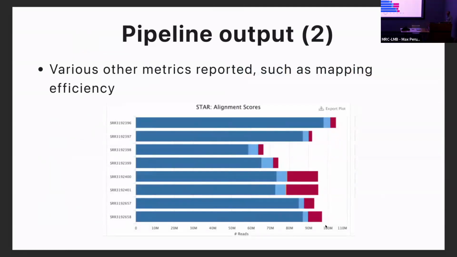Likewise, another key quality metric you'll get off a pipeline is the mapping efficiency. STAR is a commonly used aligner. It's a splice-aware aligner for RNA-seq. And what you'll get from the pipeline is a little diagram like this.